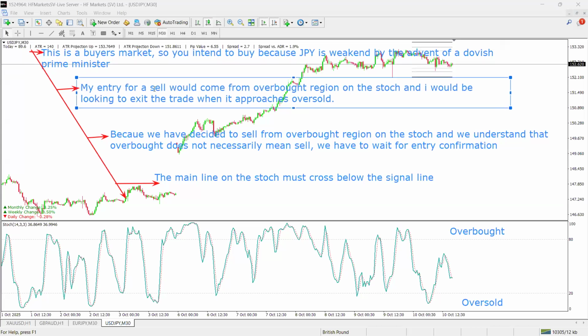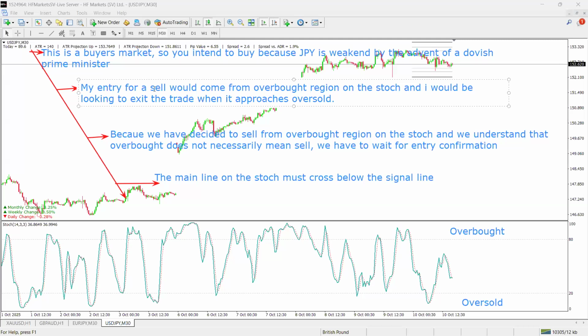And it says your entry for a buy now would come from where? We have to come from an oversold region, right? Which means off any pullbacks or any major downside you can see on the stock, you'll be looking to exit the trade when it approaches what? This time, overbought. Just a reverse of everything we wrote for the first one, right?